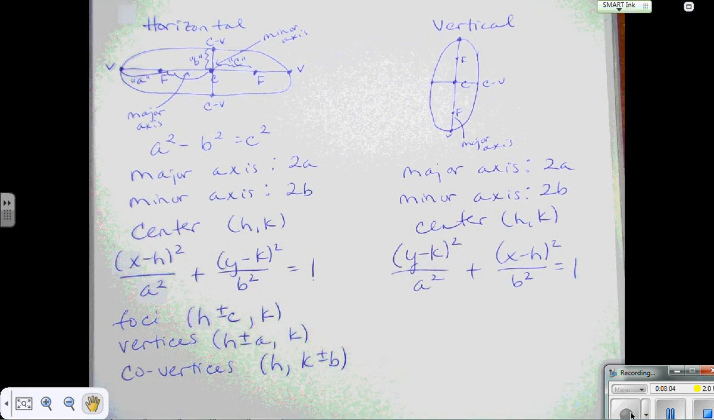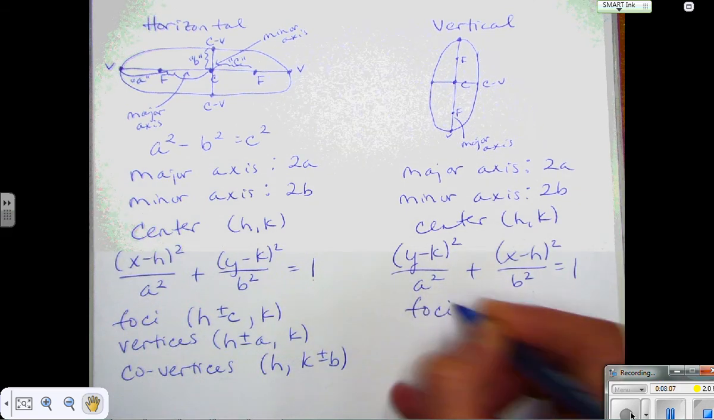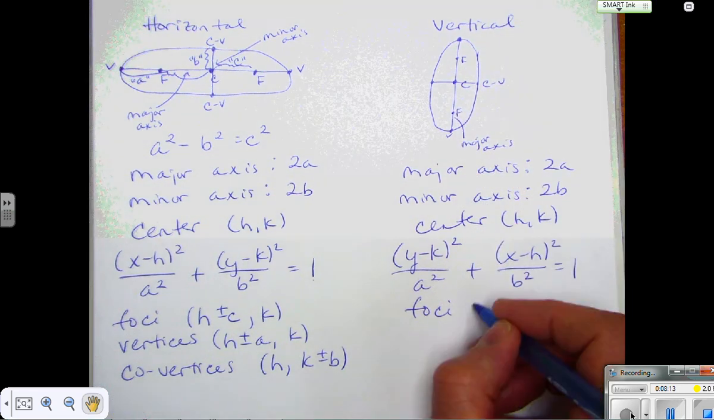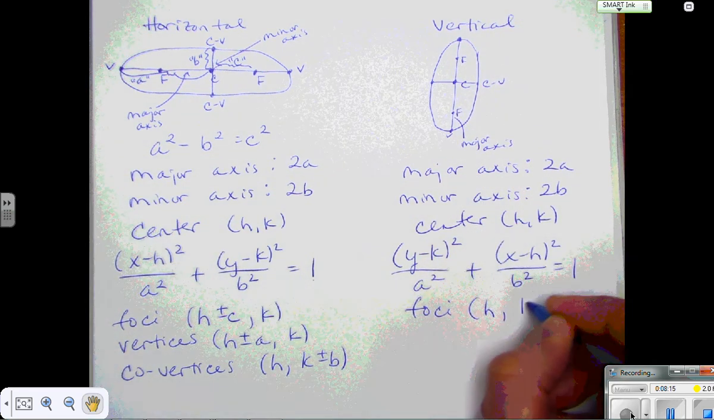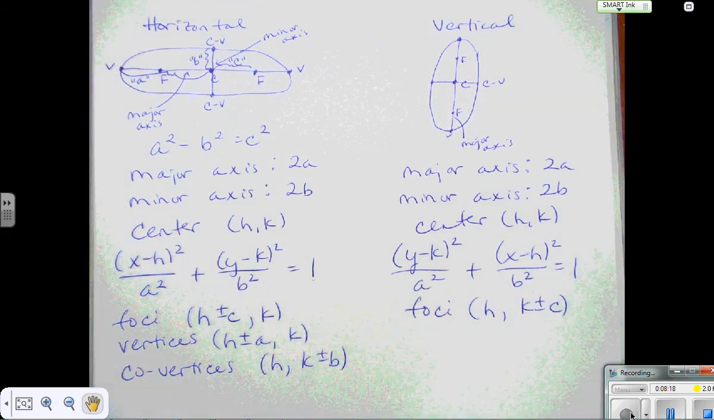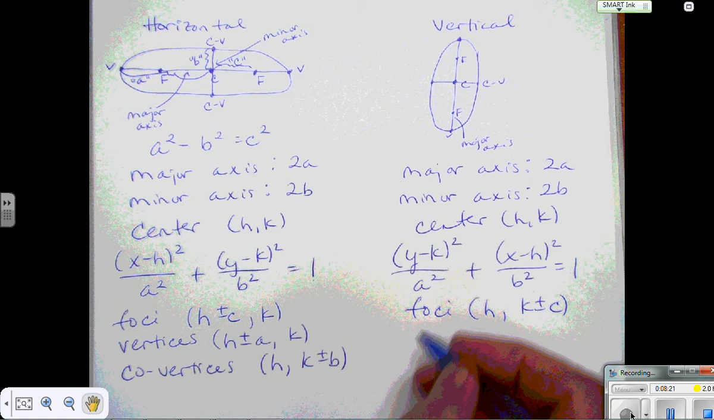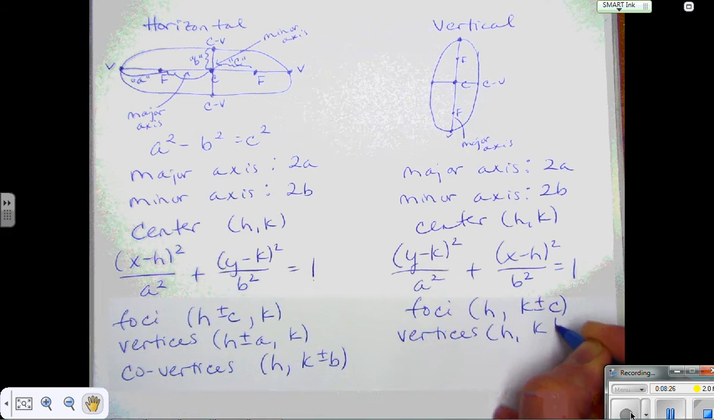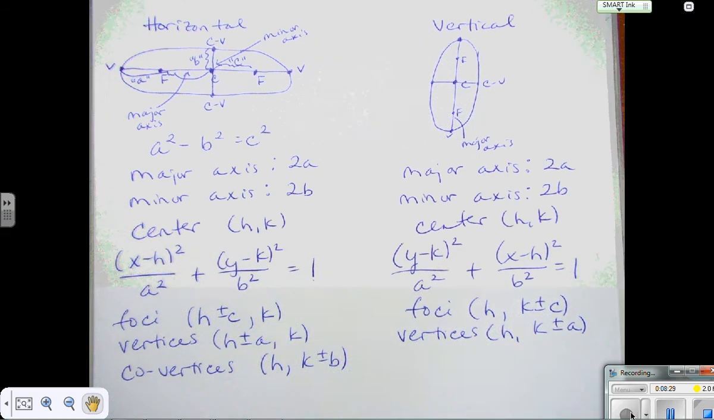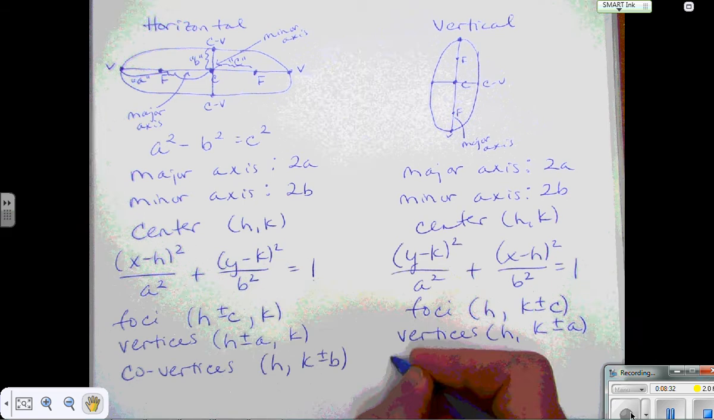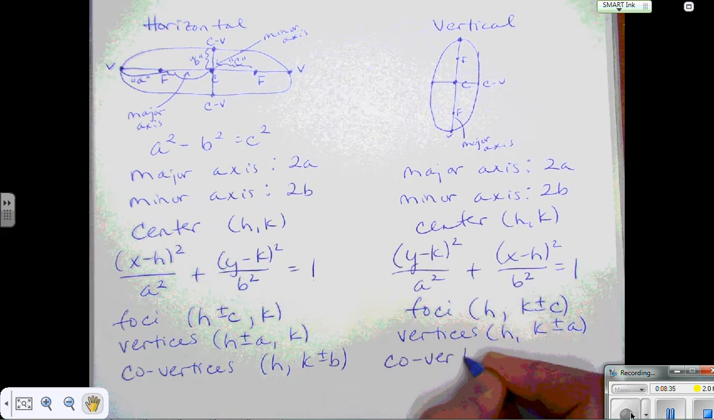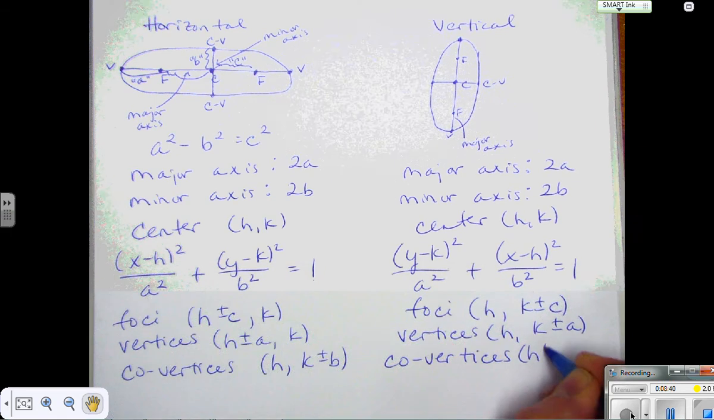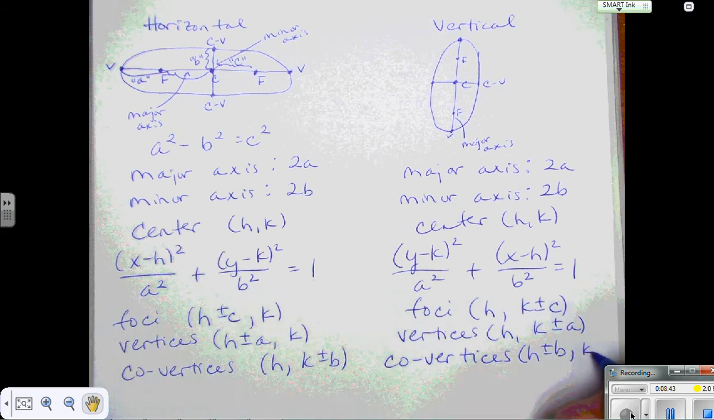Okay, so for your vertical ellipse, your foci points, the y value is the one that changes. So you're going to keep h the same, and then it's k plus or minus whatever c is, because c is always with your focus. Your vertices is h and k plus or minus whatever the a value is. And then your co-vertices are h plus or minus b and whatever k is.